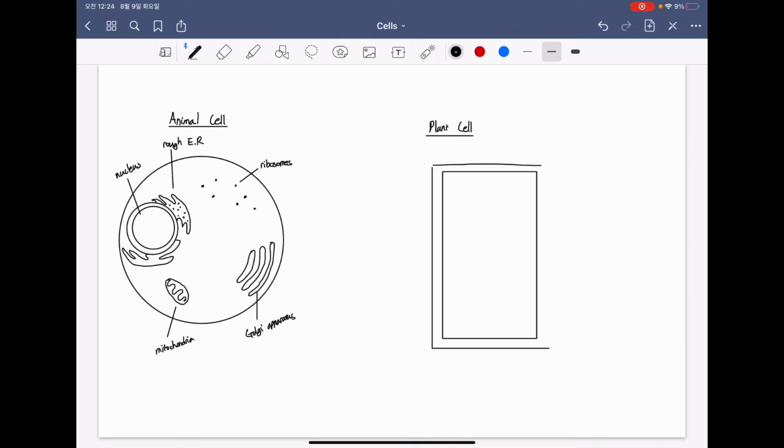The cell wall gives the plant cell its tensile strength, but also prevents the cell from bursting or shrinking too much by osmosis. So the outer layer is the cell wall, and it's made out of cellulose, so it'll be better to say cellulose cell wall. And inside it is the cell membrane.